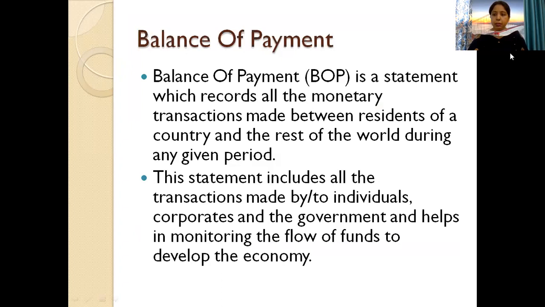Balance of payment is a systematic record of all the monetary transactions made between residents of a country and the rest of the world during a given period of time, and this given period of time is mainly 1 year. So it is a systematic record. It's for a fixed period of time, that is one financial year, and it is a double entry book. That means we have payments and receipts also, and most of the time it's in balance.